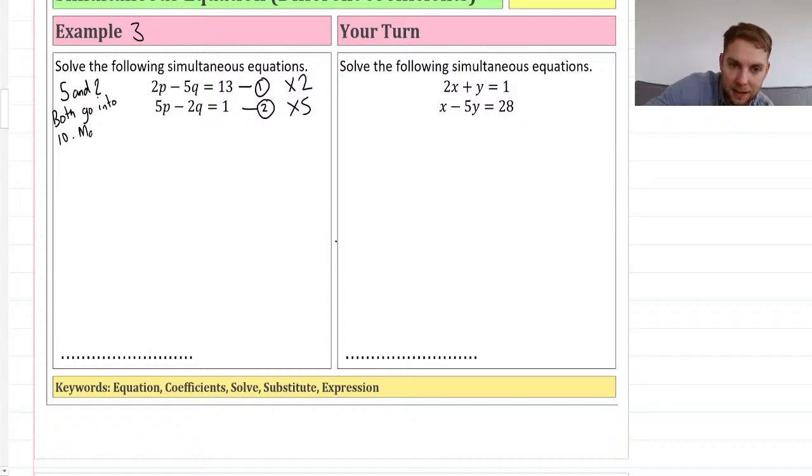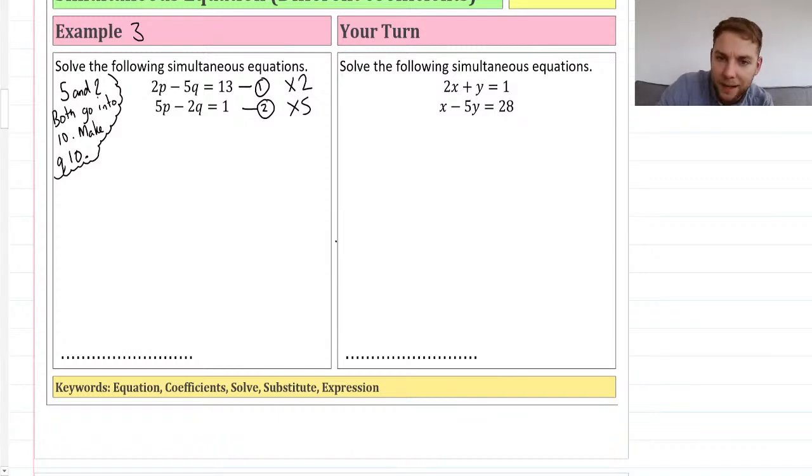So make q, well, the coefficient of q, 10. Okay, that's your little hint there. We're making q 10 because then we can cancel them. Remember, we want either p or q to be the same.